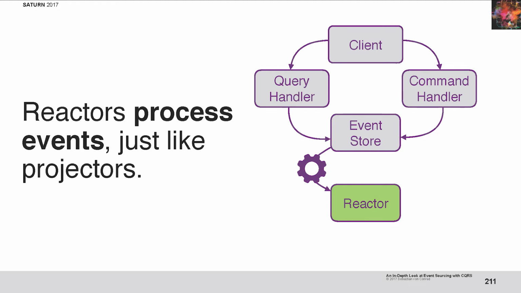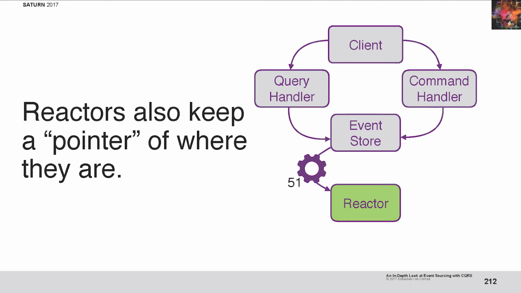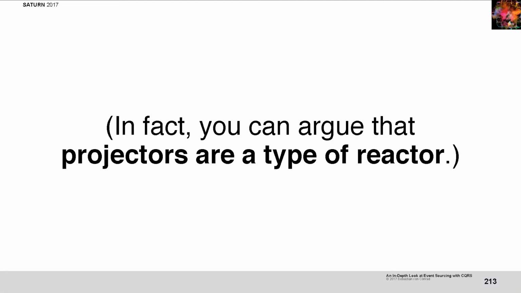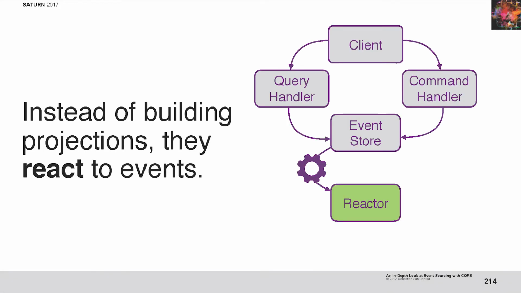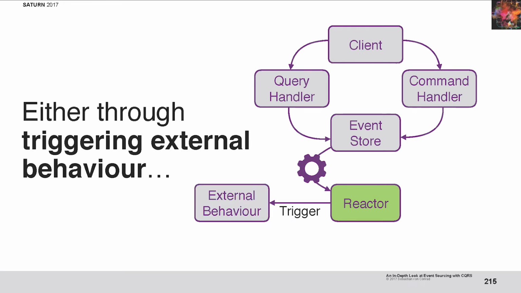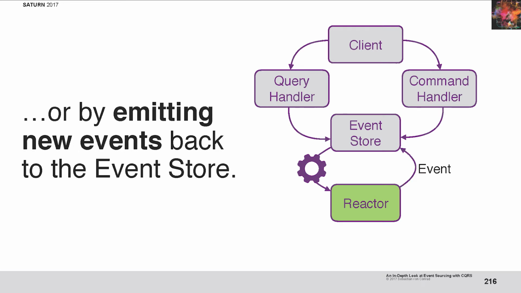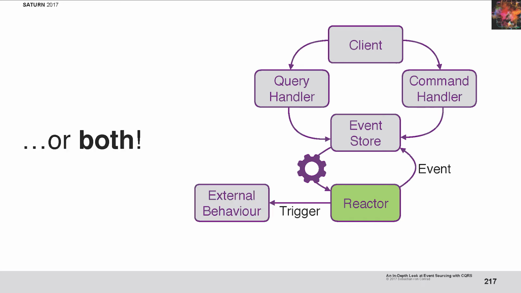Reactors process the event stream just like projectors do, but they don't maintain projections that people can query. They also have a pointer of where they are, just like projectors. In fact, you can argue that a projector is a type of reactor, but it's probably not a distinction worth making right now. Instead of building projections, they react. They take some form of action to the events that they see. That could be through triggering some external behavior, or by emitting new events back into the event store, or both.